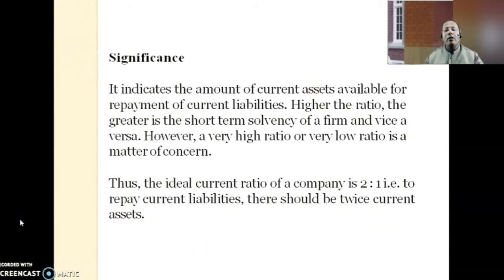What is the significance of this ratio? And here you need to know the significance to be able to correlate the ratio with your project. The significance of the current ratio is that the higher the ratio, the greater is the short-term solvency of the firm. If your current assets are higher than the current liabilities, the firm will have no problem in paying off its short-term obligations. However, with a lower ratio, the firm might find itself in a difficult position to pay off its short-term liabilities.